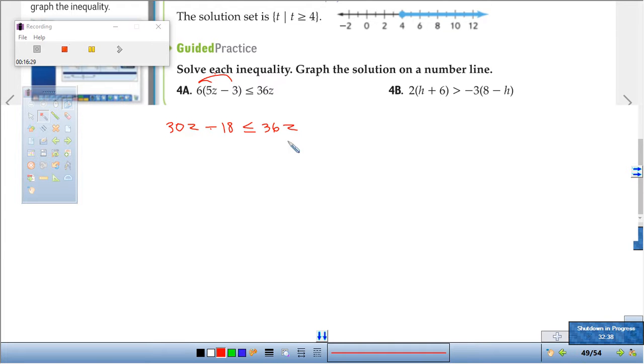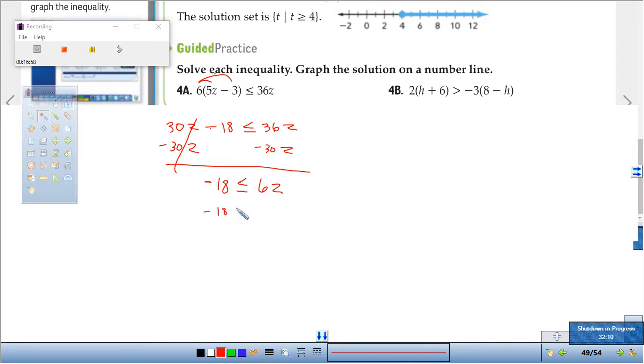Z. So now I have Z's on both sides. What I want to do, guys, is always move the smaller variable. By smaller, I mean the smaller amount. There are 30 Z's over here and 36 over here. So I'm going to move these 30 Z's by getting rid of them on this side. How do I get rid of them? Put in the opposite, it's a zero pair. Cancel out. Negative 18 is less than or equal to 6Z.